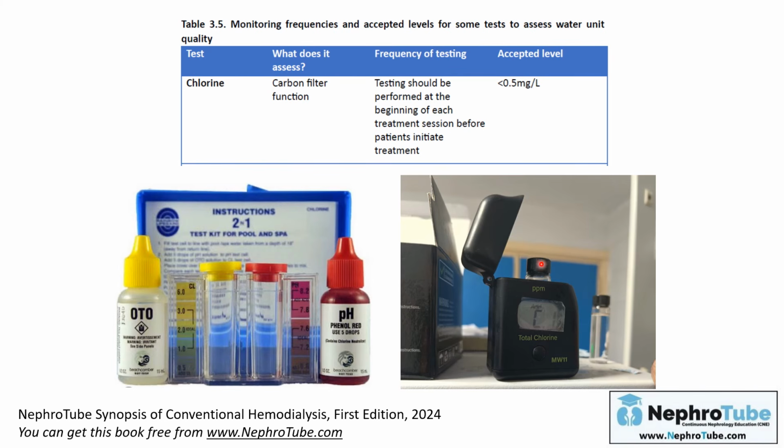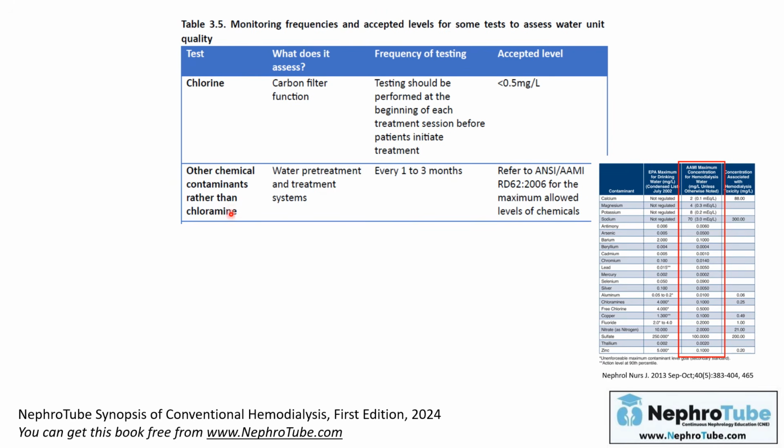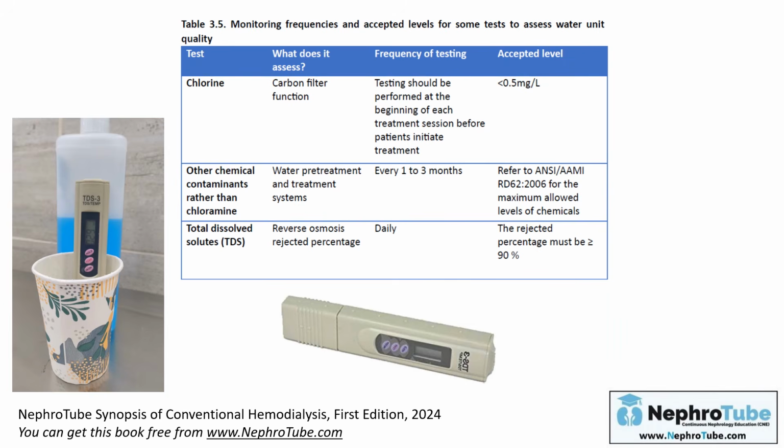And this is another way to measure the chlorine. This is an apparatus that automatically gives you the level of chlorine. This is an automated method, and there may be other methods in different countries. The other chemical contaminants, other than chlorine, not chloramine as I mentioned here, must be tested every 1 to 3 months, and you can refer to the AAMI recommendations or to your local policy in your unit.